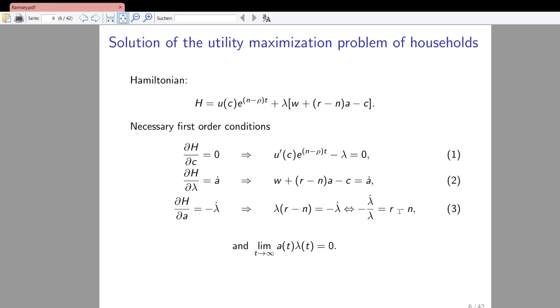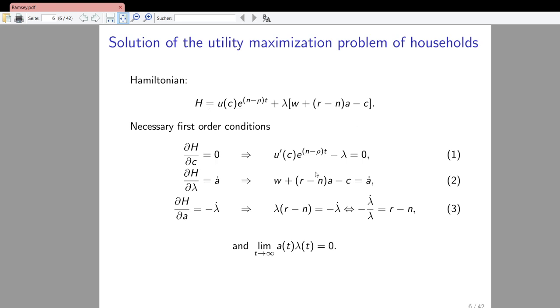The second first order condition again provides us with the dynamic constraint. It's the derivative of the Hamiltonian with respect to the co-state variable that has to be equal to the derivative of assets. And that means we have this expression, this expression is equal to the evolution of assets, and we get equation number 2. And the third first order condition is the derivative of the Hamiltonian with respect to assets, and that has to be equal to the negative of the derivative of the co-state variable.